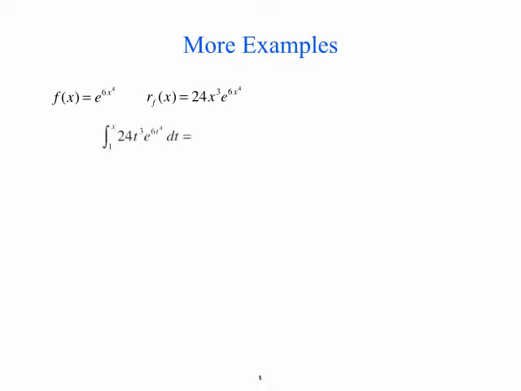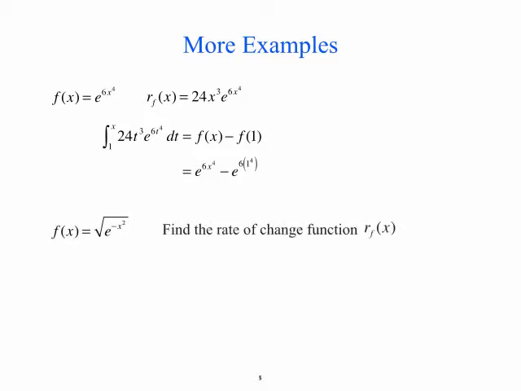So some more examples. So what is this thing going to equal? F of x minus f of 1. Since I already know what f of x is, because this is just an example to make life easy, what is that going to look like? E to the 6x to the 4th minus e to the 6th, right? Okay.